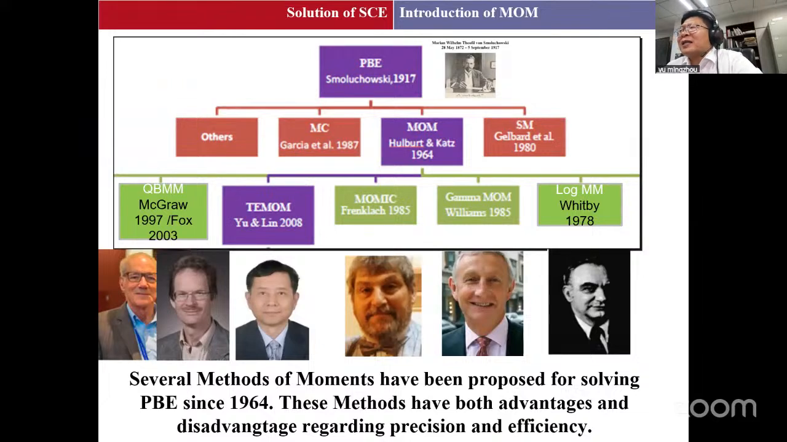Several closure schemes have been developed for the number density-based equation using the method of moments. Those various approaches are now used by different researchers across different fields. This is my professor. He now works at Zhejiang University.